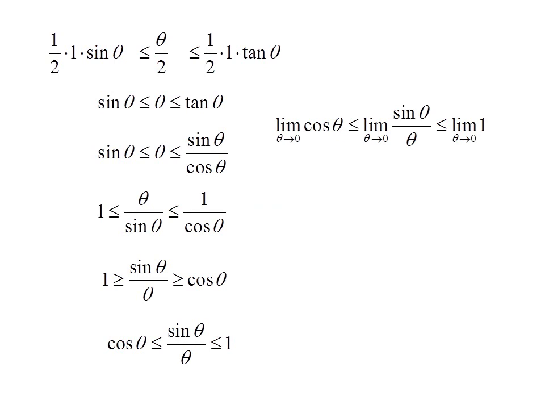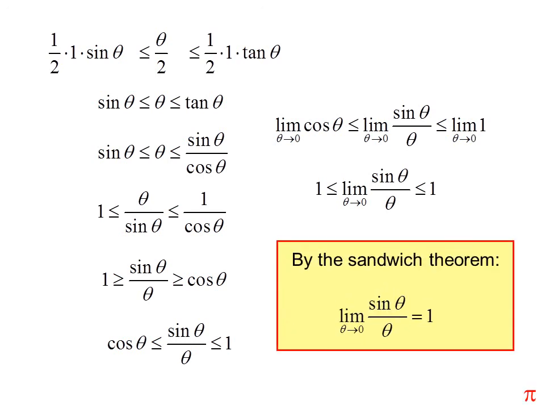Now, if we take the limit in all three places, the limit as theta goes to 0 of cosine theta should be less than or equal to the limit as theta goes to 0 of sine theta over theta, which is less than or equal to the limit as theta goes to 0 of 1. The limit as theta goes to 0 of cosine theta is just 1. The limit as theta goes to 0 of 1 is 1, obviously. So, by the sandwich theorem, the limit as theta goes to 0 of sine theta over theta equals 1, which was what we surmised in the last lecture. Now we know for sure because we have the proof.